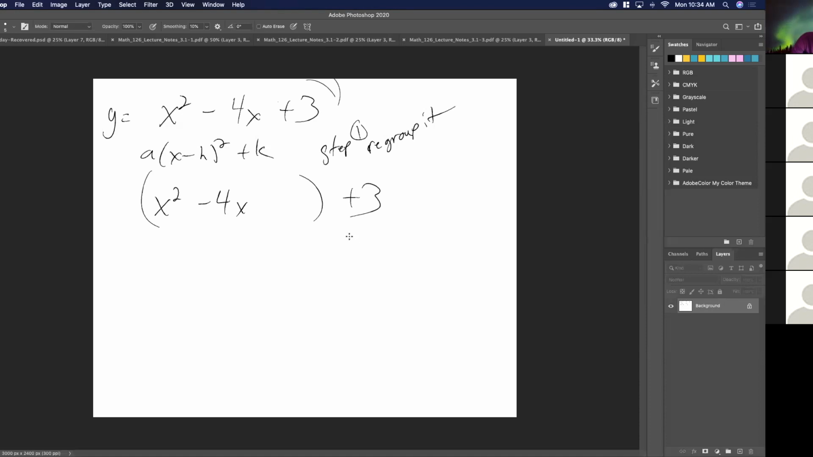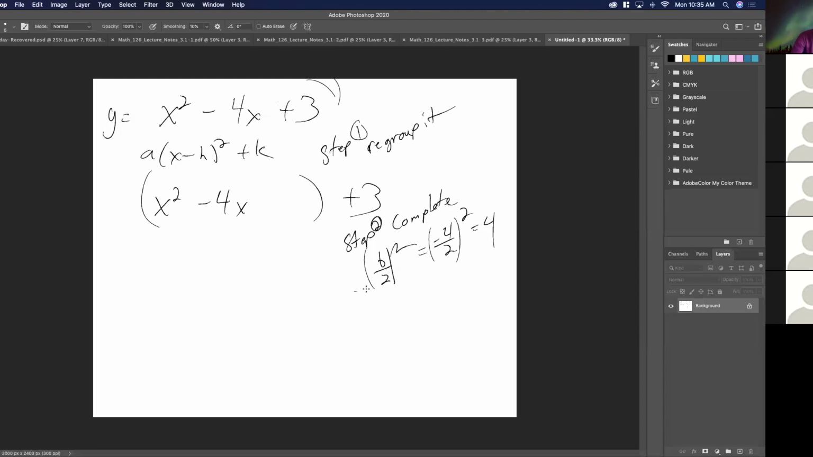The second step, step 2, is the completing the square step. And how do we do that? We take b, whatever our b is, divide it by 2, and then square it. Okay, and so this is my b term. I'm going to divide it by 2, so it'll be minus 4 divided by 2, which is of course negative 2. Square it, and that equals 4.